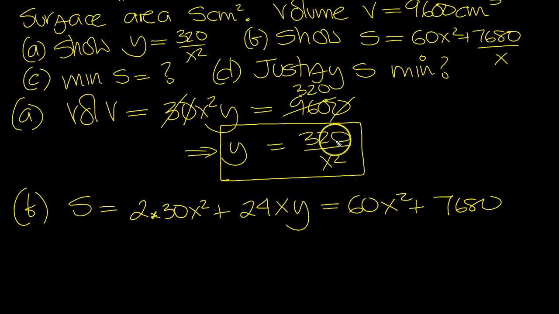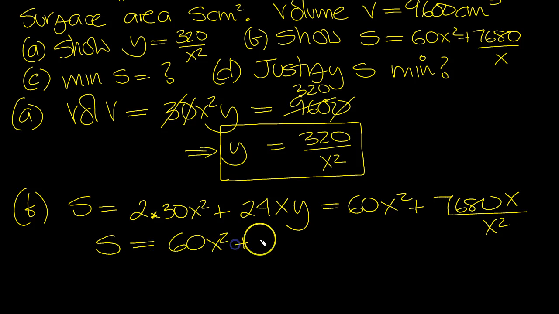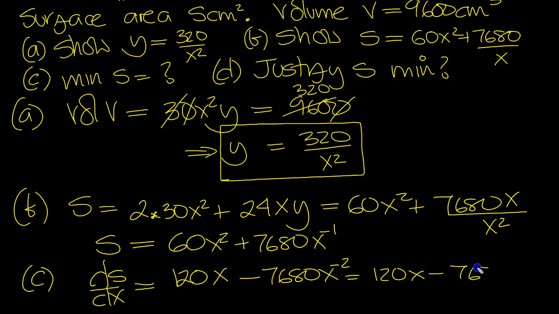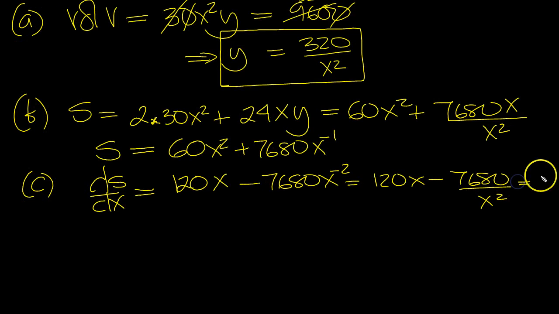x times 1 over x squared. So the surface area then is 60x squared plus 7680, and x cancels, there's an x underneath, and I'm going to bring it on top. Because in the next part, that's the surface area then, we want dS/dx to find the minimum. Power rule, 120x minus 7680 x to the minus 2, which is 120x minus 7680 over x squared equals 0. Let it equal 0.